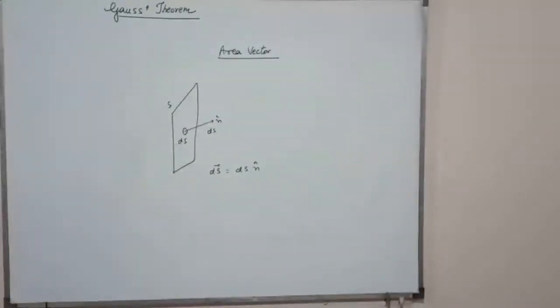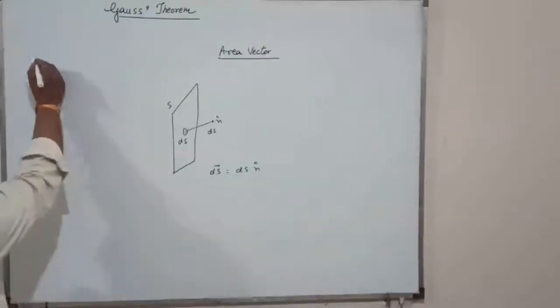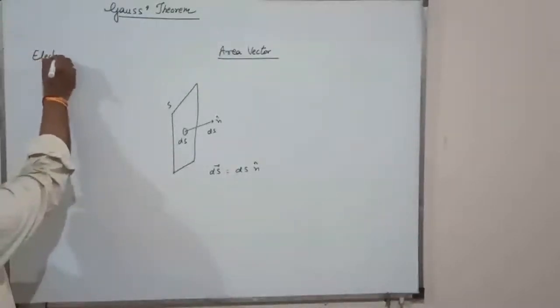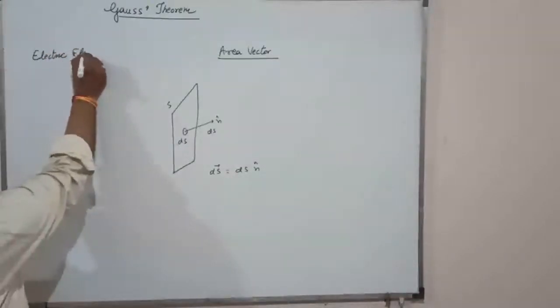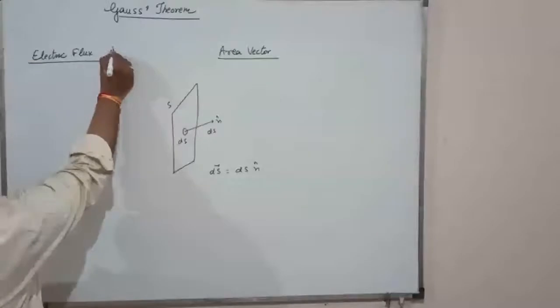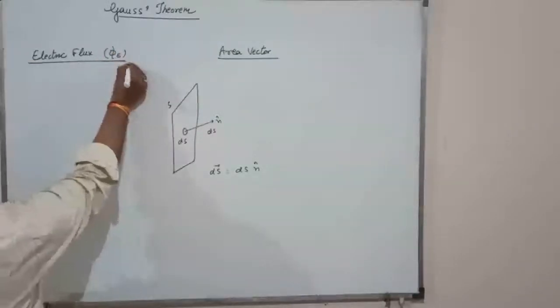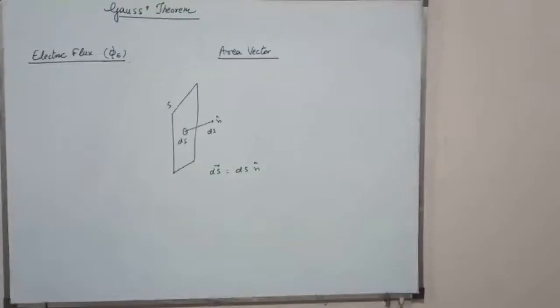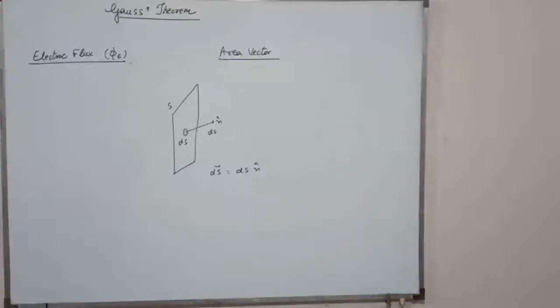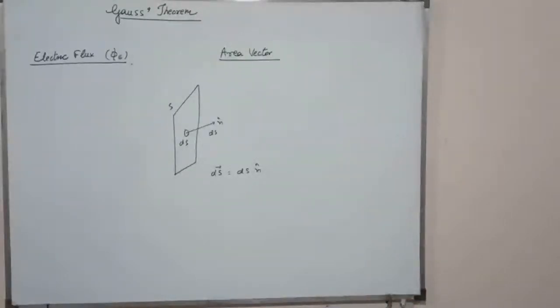Another term which is used here is the electric flux, represented by phi. Electric flux over an area in an electric field represents the total number of electric field lines crossing this area. It is represented by phi E. Clear? And how can we calculate its value?